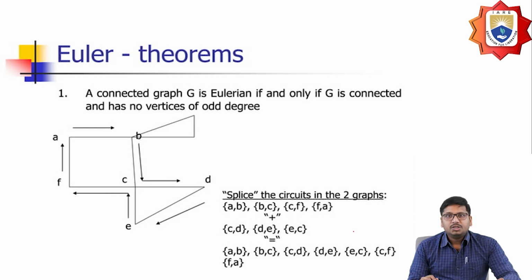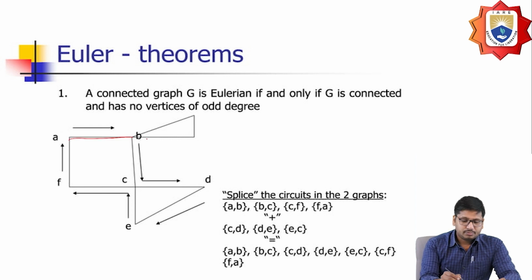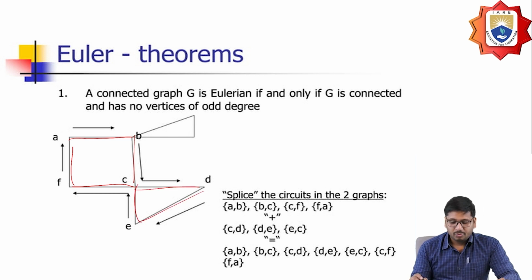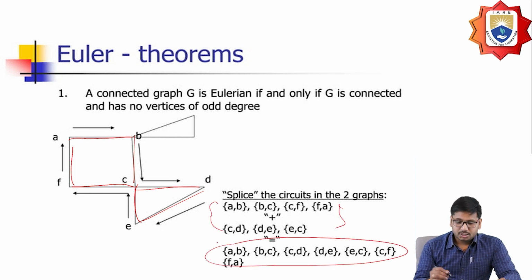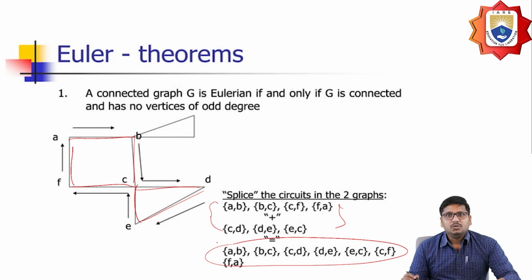Splice the circuits in the two graphs. So AB, BC, CF, and FA is one of the circuits, and I'm going to join CD, DE, and EC with another circuit. So formally I'm going to get AB, BC, CD, DE, EC, and then CF, FA. If I match both the circuits, then it should be considered an Euler circuit here. So this is one of the theorems of that.